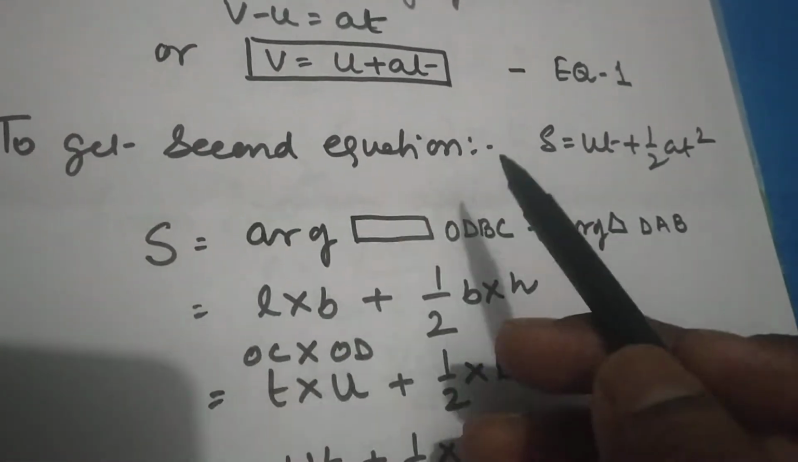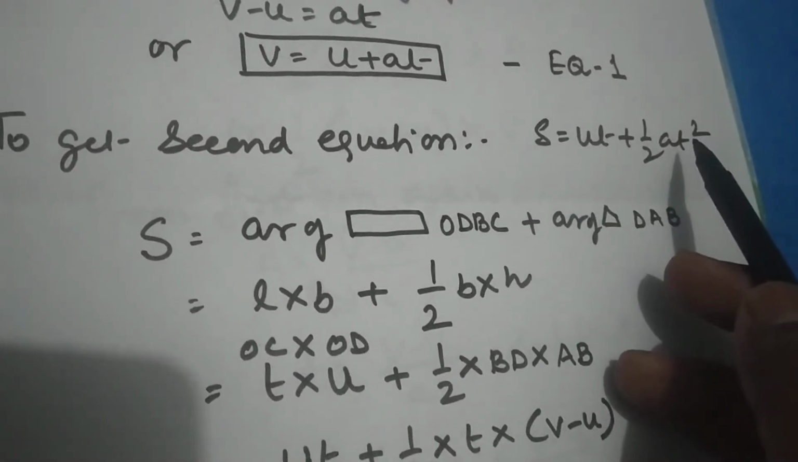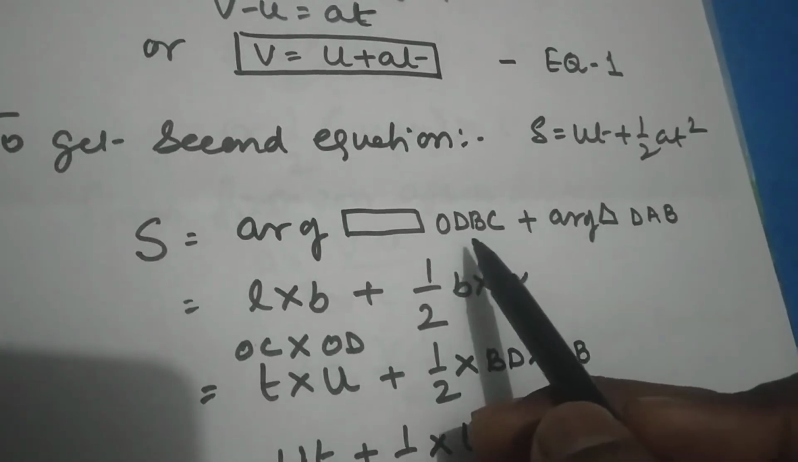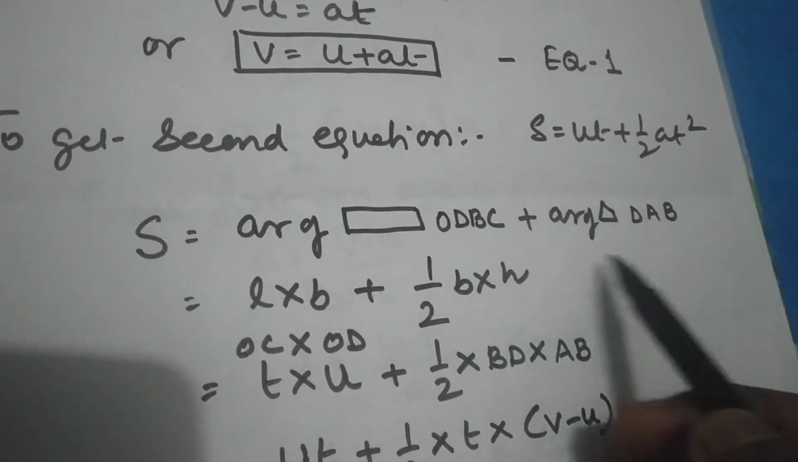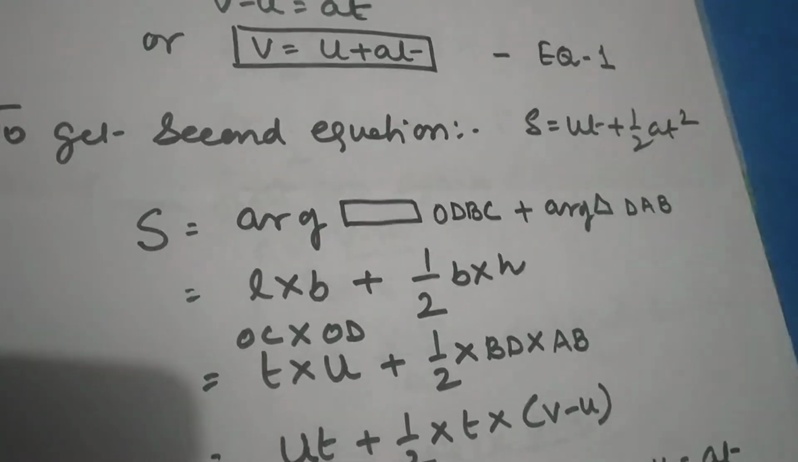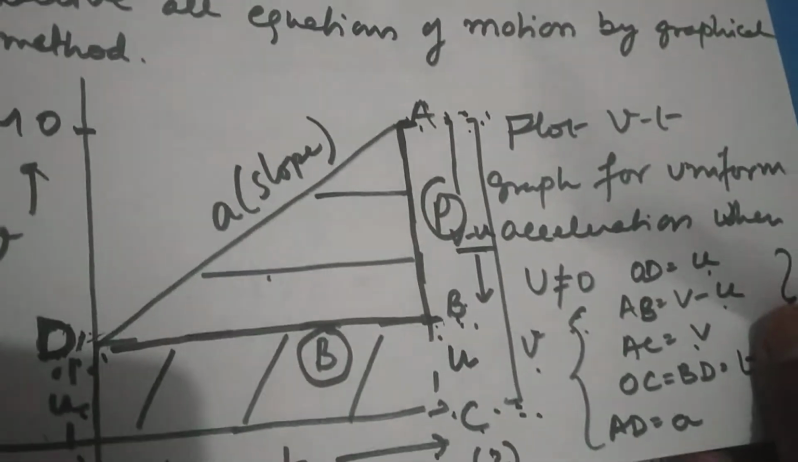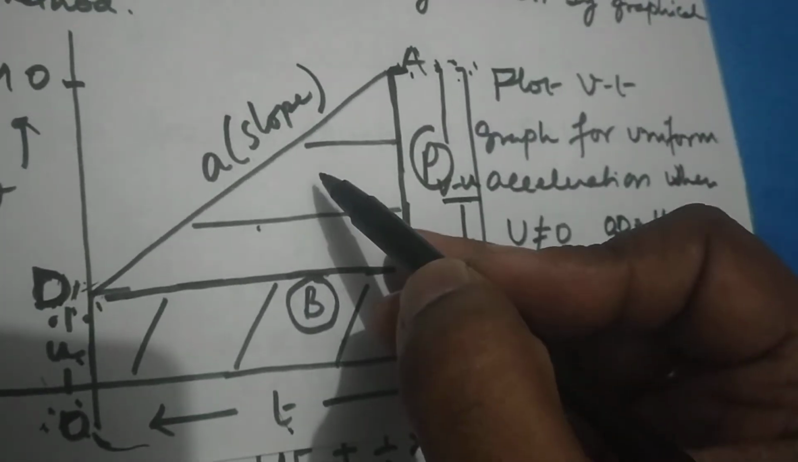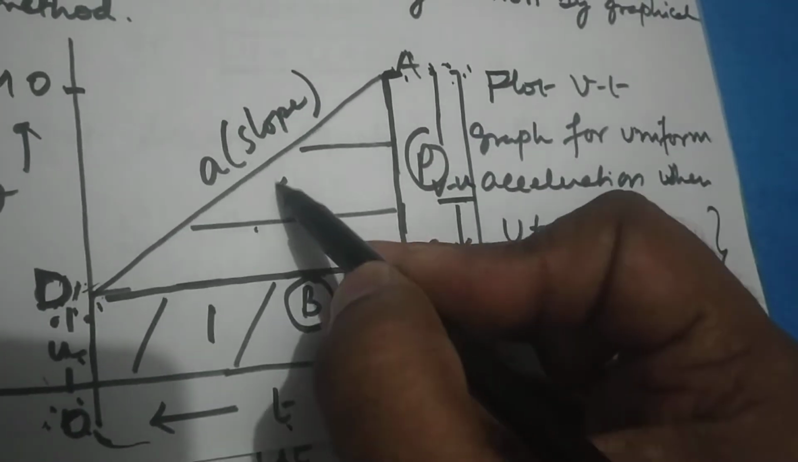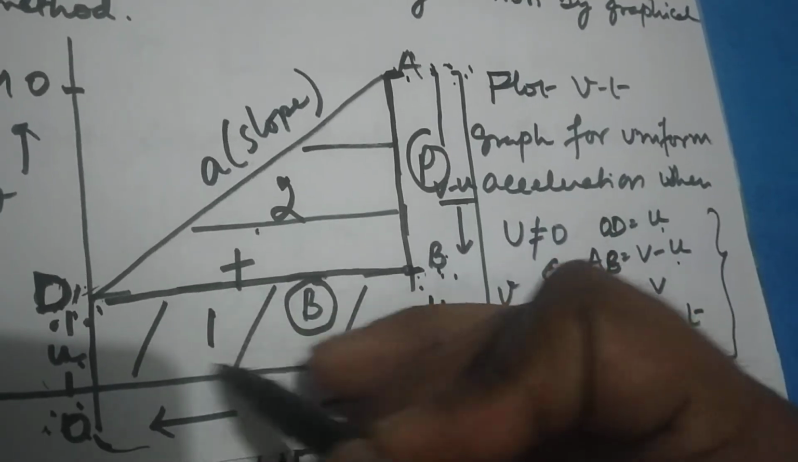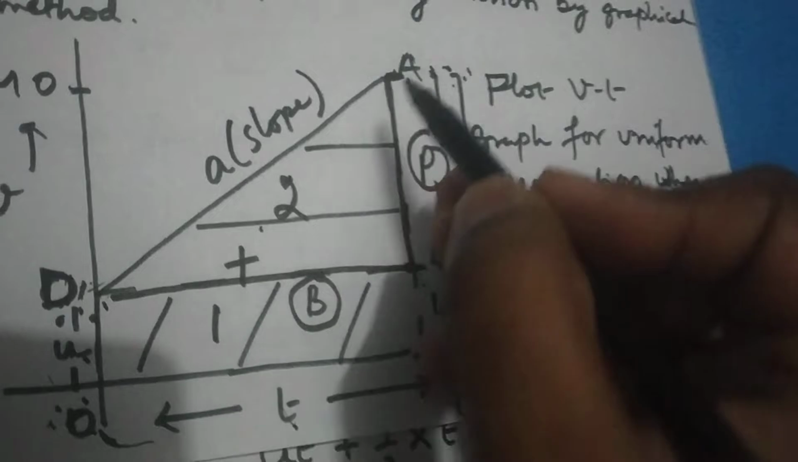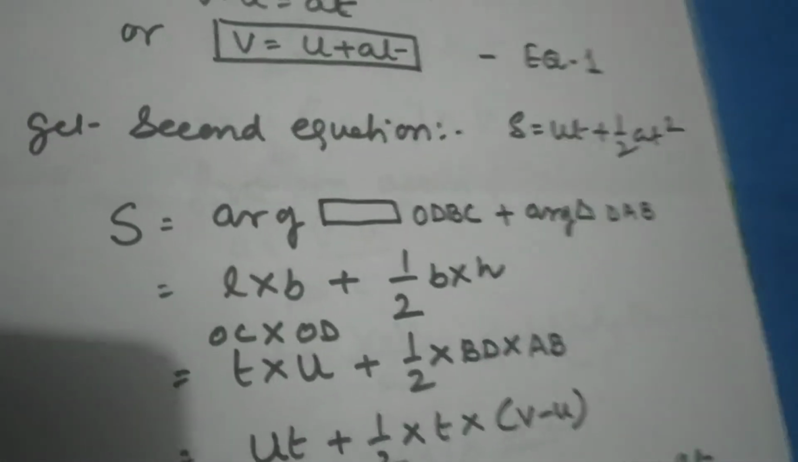To get the second equation, s is equal to ut plus half at square, we take s as the area of rectangle ODBC plus the area of the triangle. I'll just show you the graph once again. In this graph, this is area number 1 and this is area number 2. We have to add them. It is the area of this rectangle and the area of this triangle.